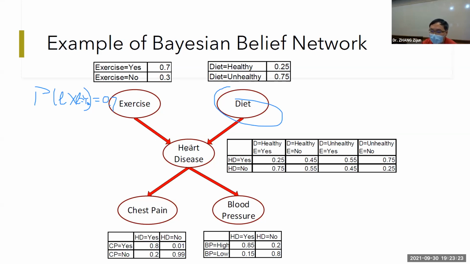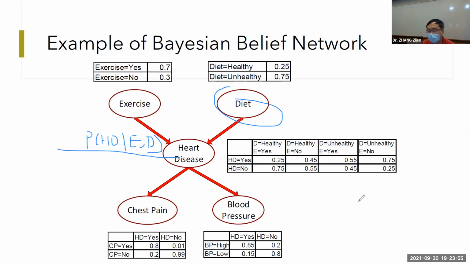Things come a little bit to heart disease. Heart disease is a kind of node which has 2 parents. That means P(HD) conditioned on E and D. So E represents exercise and D represents diet. For such a conditional probability, how many combinations are there? There are 8 combinations.